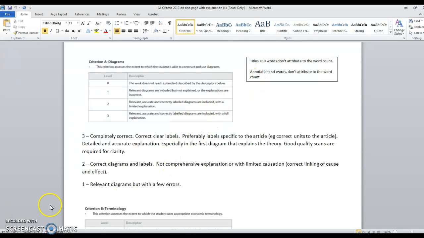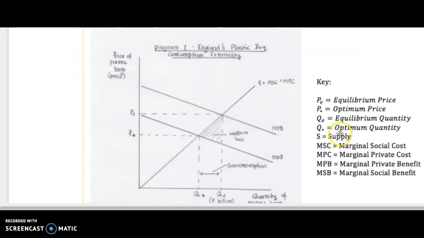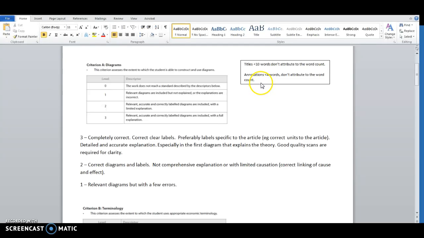So, for example, if you have below your diagram a little bit of a key to explain what key things are, those don't count as long as they're 4 words or less. So I'll just give you an example of that. Any of your labels, as long as they're 4 words or less, these keys that you put off to the side where you're explaining the diagram, those don't count. And as long as this label is 10 words or less, that doesn't count as well. So that's just a way to save some words in your word count.